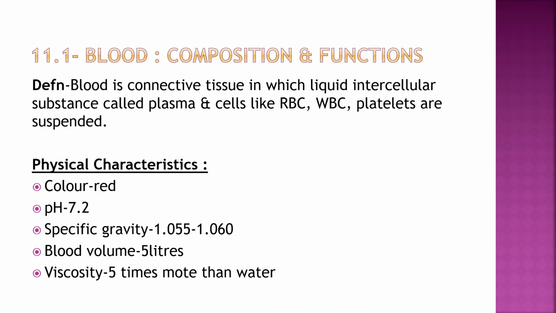The physical characteristics of blood. So blood is red in color, pH is slightly alkaline, that is 7.2, specific gravity is 1.055 to 1.060. Blood volume in adult human body is roughly 5 liters and viscosity 5 times more than the water. So this is viscous because of the cells present in blood, that is WBC, RBC and platelets.